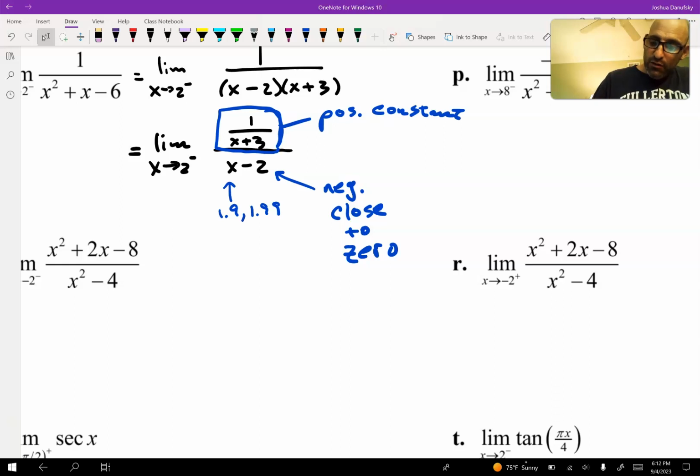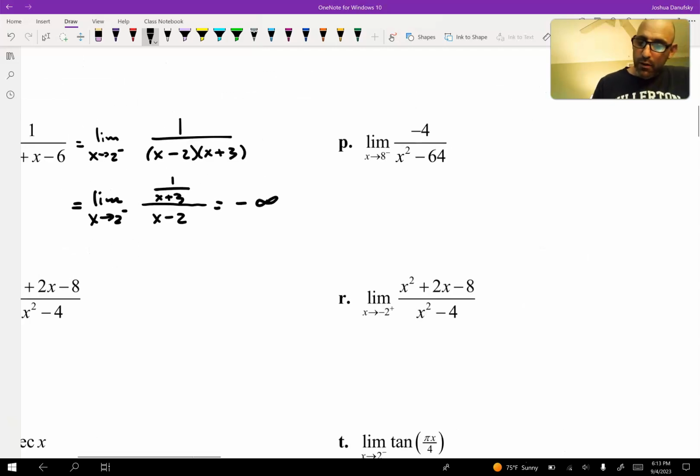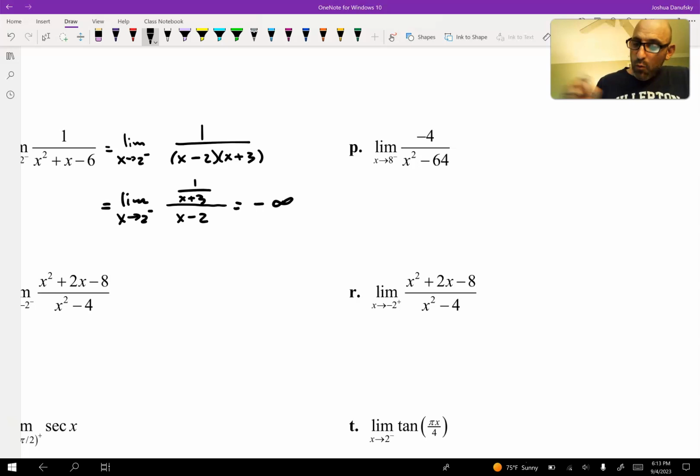It takes some getting used to, but it's helpful because, again, you may not know what this graph looks like. So that's going to negative infinity. All right, next one. We have a negative constant on top. Direct substitution definitely gives us a 0. So what are we going to do with that? Well, let's see.